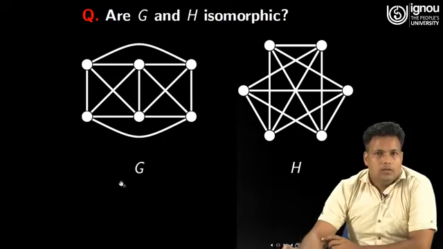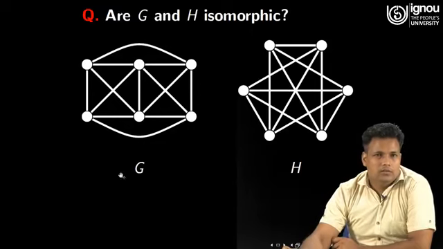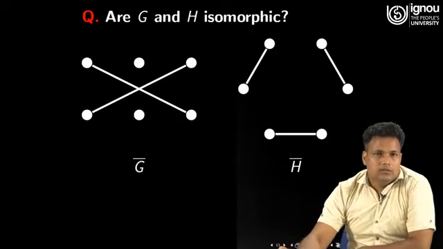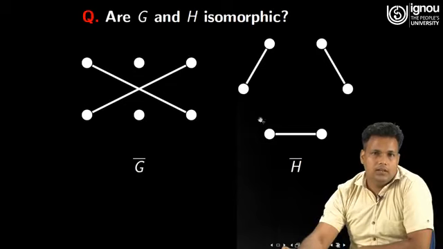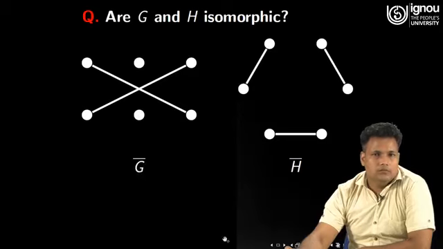So just consider these two graphs G and H shown here. Are G and H isomorphic? You can see that there are too many edges in G and H, so let's draw their complements. The complements are shown here. G bar has just two edges, whereas H bar contains three edges. So this shows that G bar is not isomorphic to H bar, and therefore by the theorem we have just proved, G is not isomorphic to H.